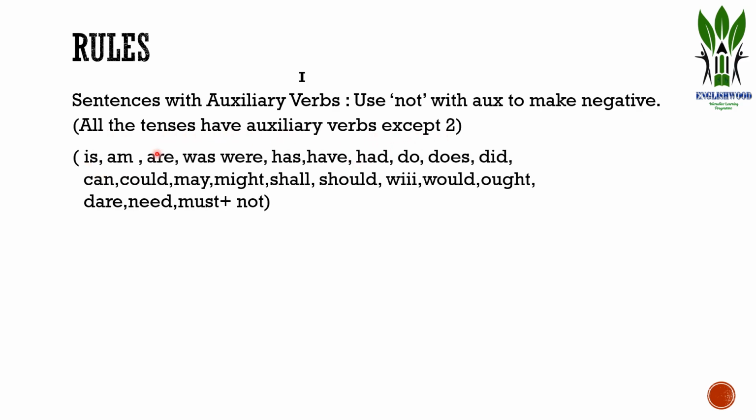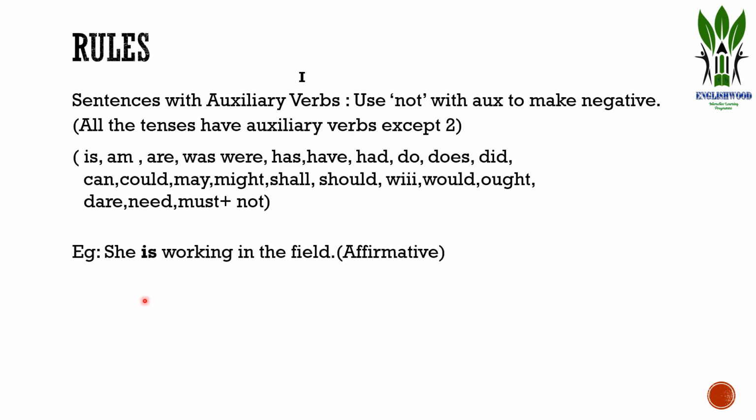I told you already. Auxiliary verbs are is, am, are, was, were, has, have, had, do, does, did, can, could, may, might, shall, should, will, would, ought, dare, need, must. So these are the auxiliary verbs. When these words occur in the sentence, add not to make negative.